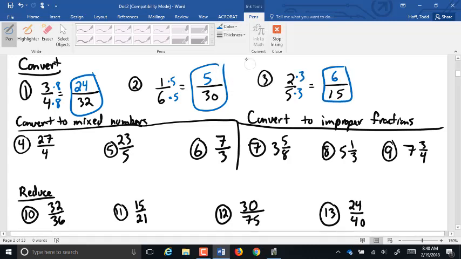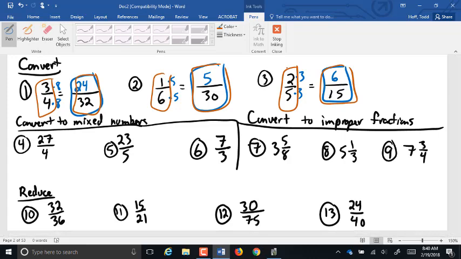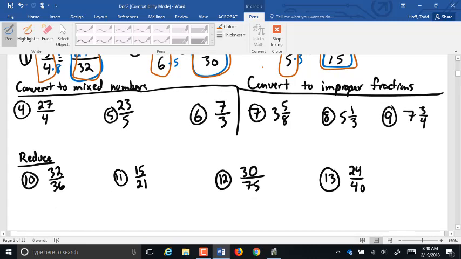So now again, 24 32nds is equivalent to 3/4. So the same value, they just look different. Same here, 5 30ths is the same amount as 1/6. They just look different. Same with 6/15. Same value or same amount as 2/5. They just appear different. We'll look later today, actually over the next couple of days, at why we need to rename some of those.